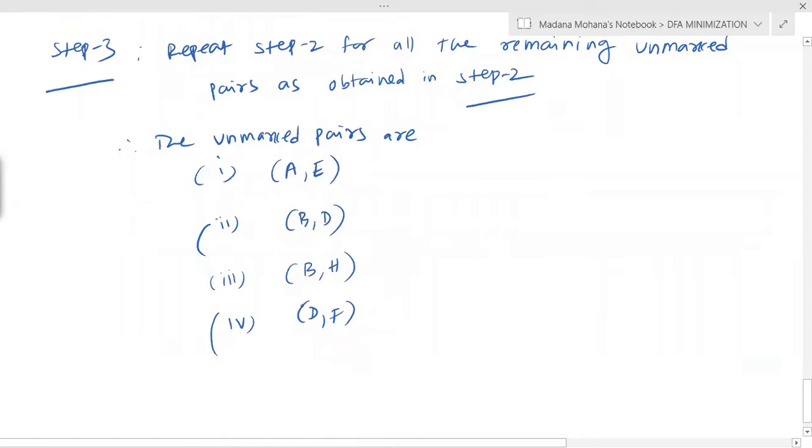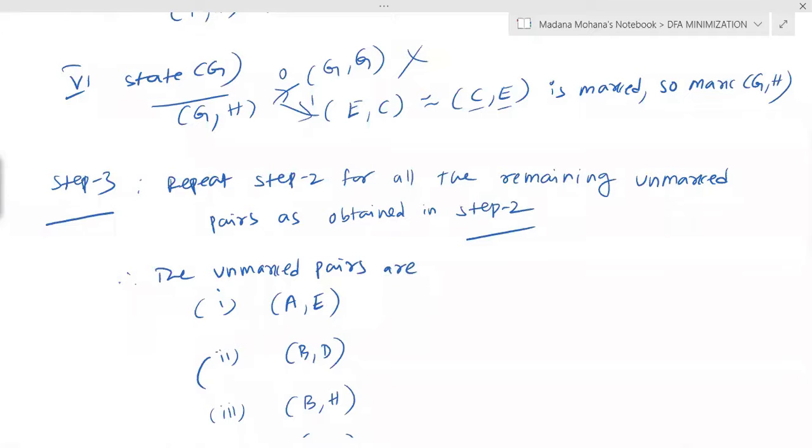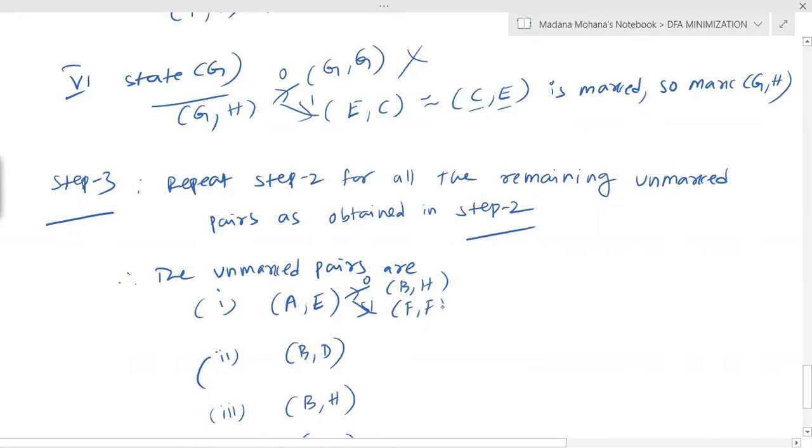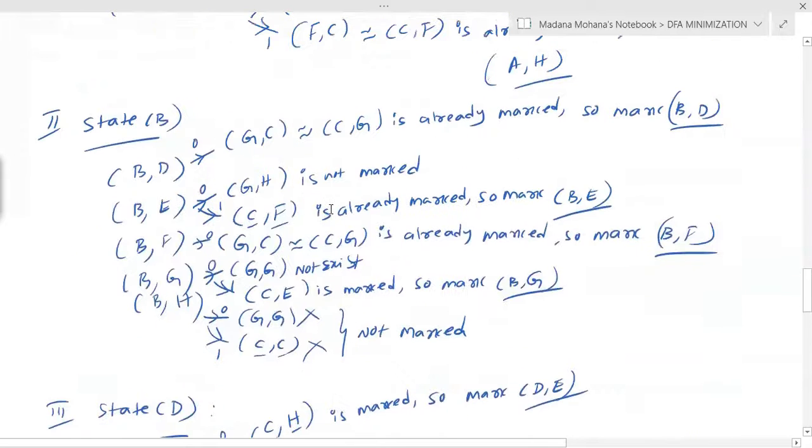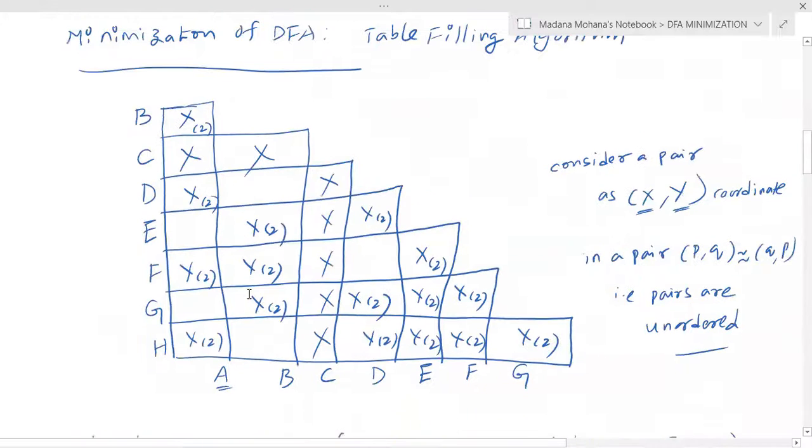Again apply step 2. Now see AE on 0. Here you will get B comma H. So BH is also in the list of unmarked pairs. So we can't mark. On 1, you will get FF. This combination doesn't exist. So AE is marked only if BH is marked. Now let us check later. Then BD. So BD on 0, see what you will get. Here BD is already marked. We didn't mark it here. See, BD is marked in step 2 itself. So BD we didn't mark it.